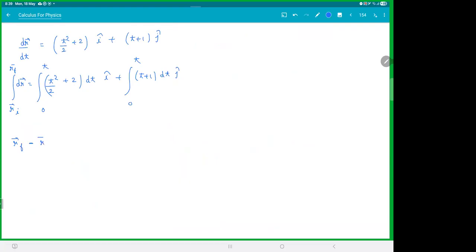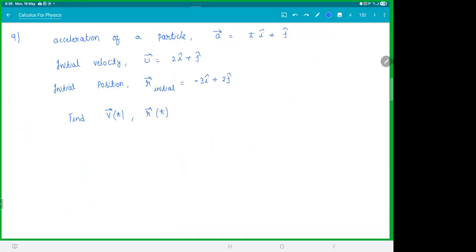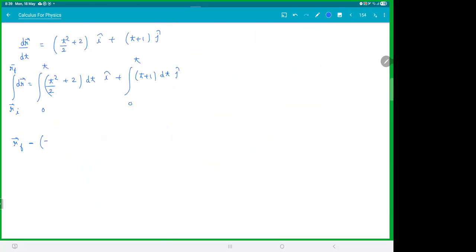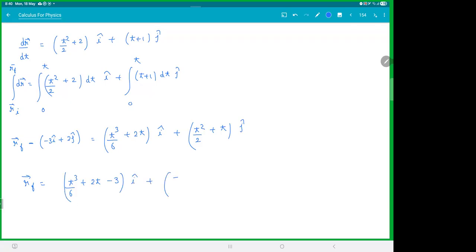This will be r final minus r initial. What is r initial? That's also given: minus 3i plus 2j. On the right hand side, t square dt will be t cube by 3, that is t cube by 6 there, plus 2t i cap, and t square by 2 plus t j cap. Yeah, it's a little lengthy, but it's not tough. So don't get confused between a lengthy question and a tough question. Bring all i caps together: t cube by 6 plus 2t minus 3. Tick. That's your answer.